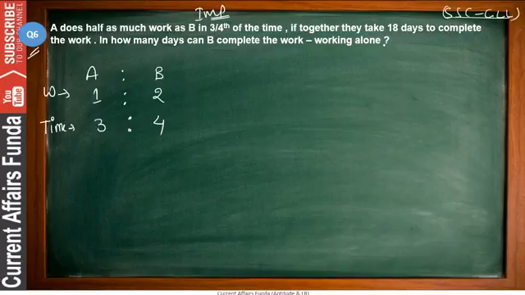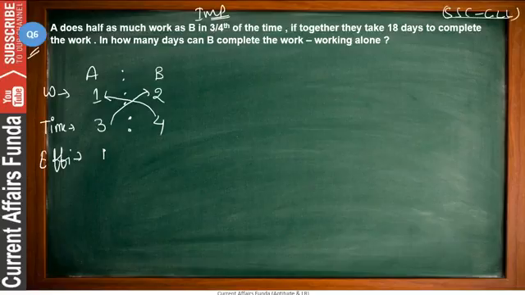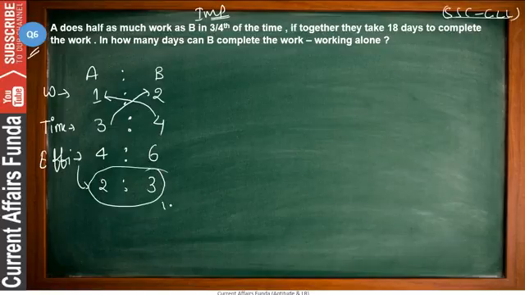working alone? So first of all friends, you have to calculate the efficiency here. Okay, so what will be the efficiency of A and B? First of all, cross multiply this one, and this one will be here. So 4 into 1, that will be 4, and 3 into 2, it will be 6. So further simplify this one, so it will be 2:3. So this will be the efficiency of A and B. So friends, this is the shorter way to calculate the efficiency if work and time are given.